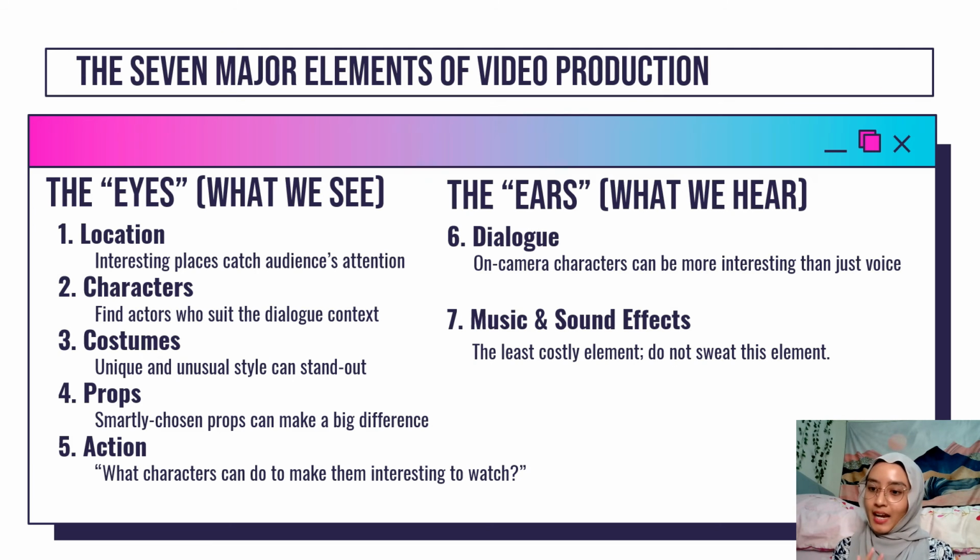And number 5, action. The things that the characters do. Okay, ask yourself, what can the characters do to make your video interesting to watch? Okay, then we move to the second part. The ears is what we hear in a video. Well, point number 6 is the dialogue.